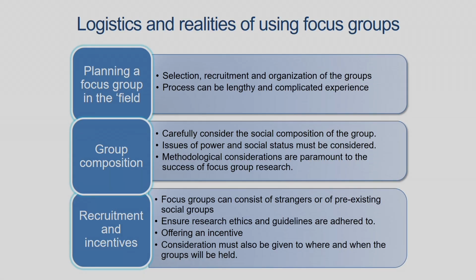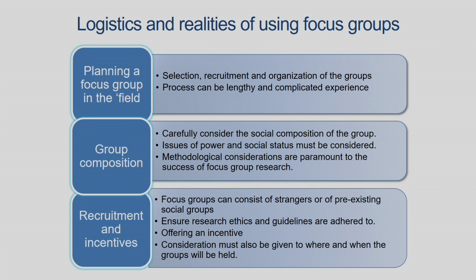Group composition: we must carefully consider the social composition of the group. Issues of power and social status must be considered. Now, suppose in a certain community we have a very dominant person as a participant in the FGD. Let us say someone who has very large social networks, who is very moneyed, and who has a lot of knowledge with regard to government schemes and so on, as part of the group, then the other members of the group might not want to open up to the discussions that are underway in that group, and therefore the members of the group must be very carefully chosen.